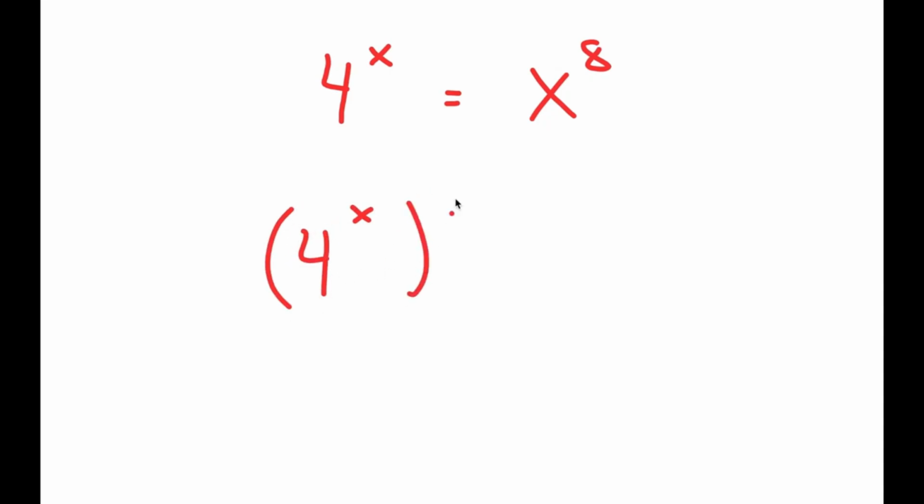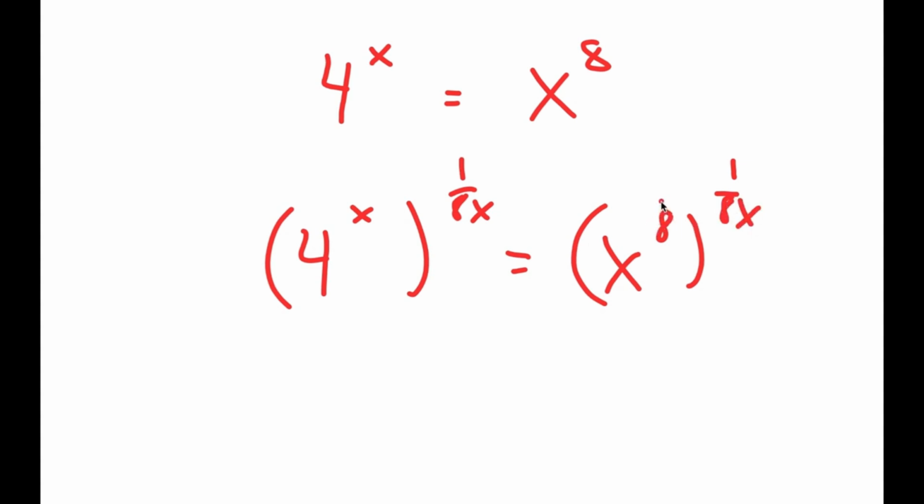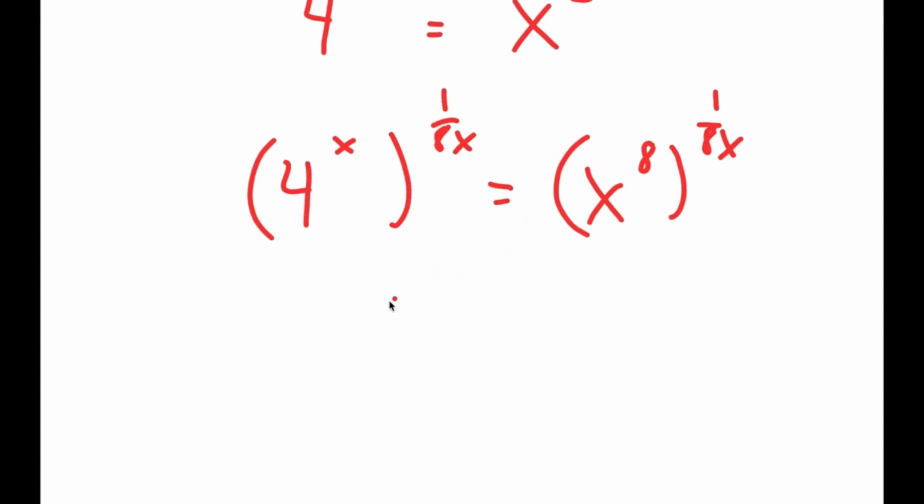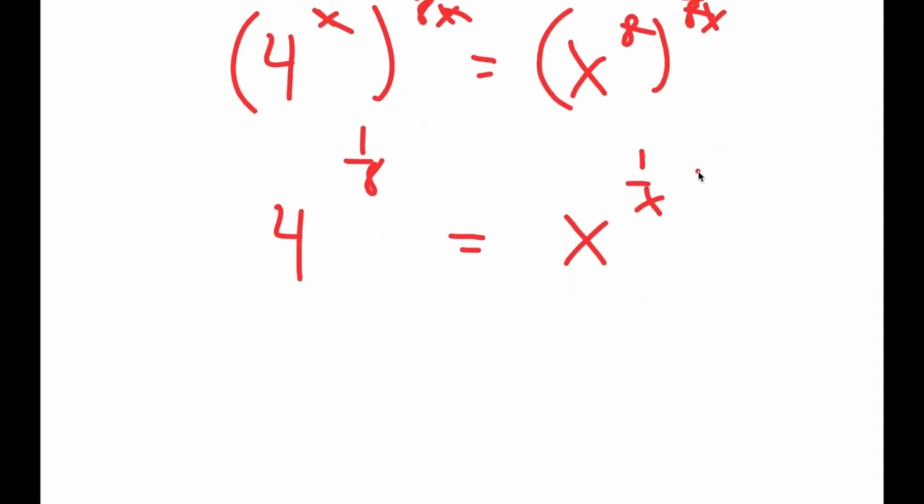Alright, so in this video, I'm going to solve the equation 4 to the power of x is equal to x to the power of 8. So to solve this, I'm going to first start by taking the power of 1 over 8x on both sides. Now from here, I get 4 to the power of 1 over 8, because these two cancel out, is equal to x to the power of 1 over x, because these two 8's cancel out.